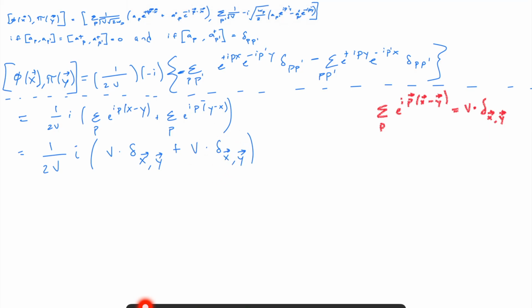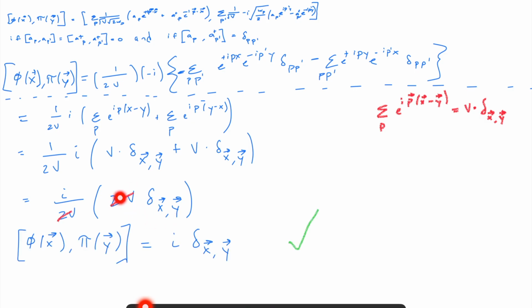Same thing over here. And these two things would be the same. The delta function of x comma y is the same as y comma x, so I could just put that over here. So now these two terms are identical, so I can combine them to get two of them, 2V delta x comma y. And then the two V's will cancel. And as my final result, I get exactly what we wanted, i delta x comma y.